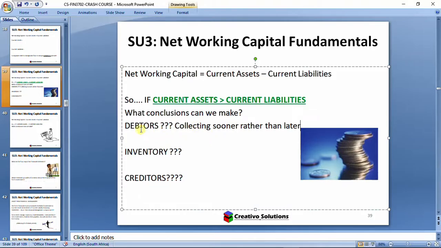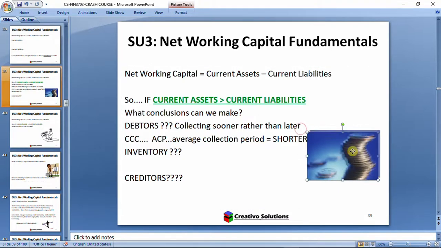That's the right answer. With debtors, you want this to be sooner rather than later. So next week, when we do the cash conversion cycle, CCC, and the average collection period, I'm just using ACP. Remember I said earlier, you need to know ratios from your previous modules. ACP, average collection period. This is from your FIN3701 and FIN2601. That average collection period, do you want that period to be longer or shorter? Shorter. Exactly. Remember this for next week because we're going to dive into those workings and calculations.